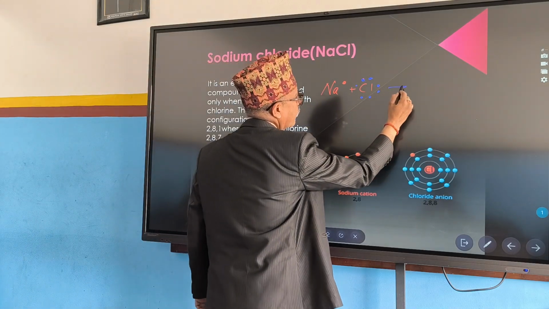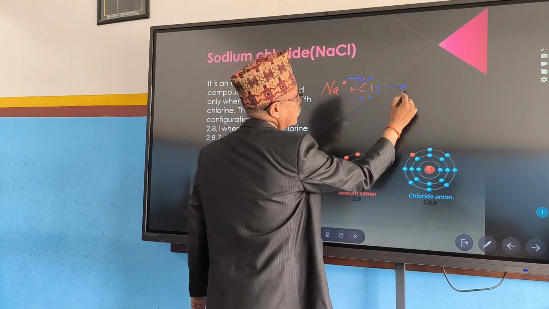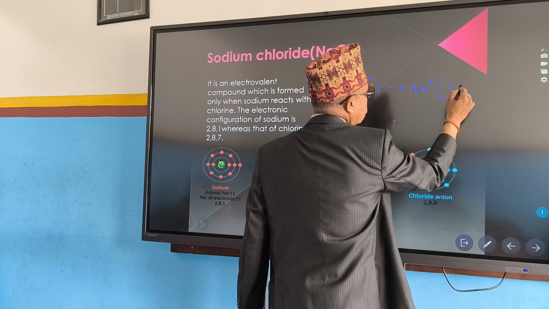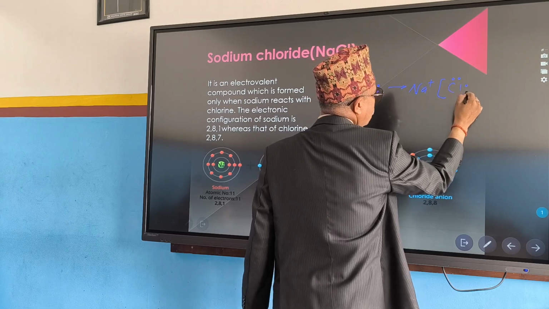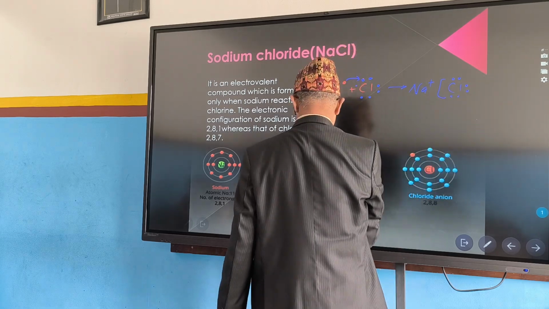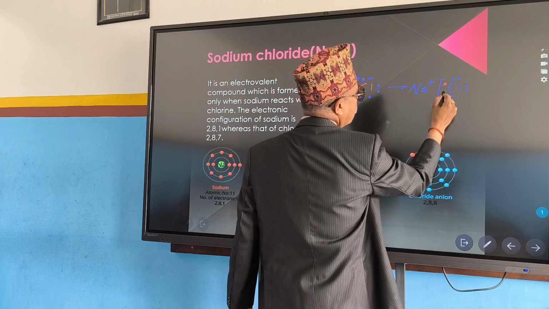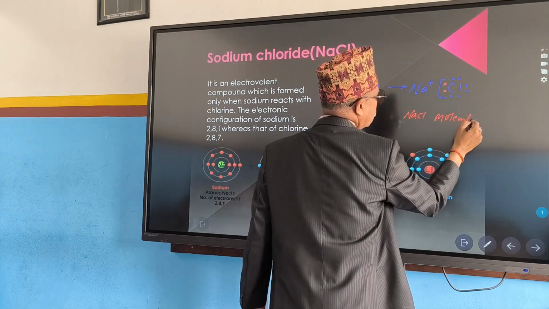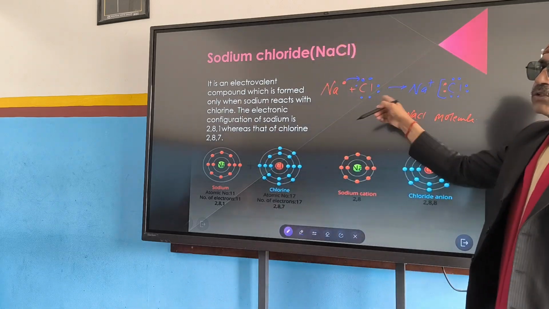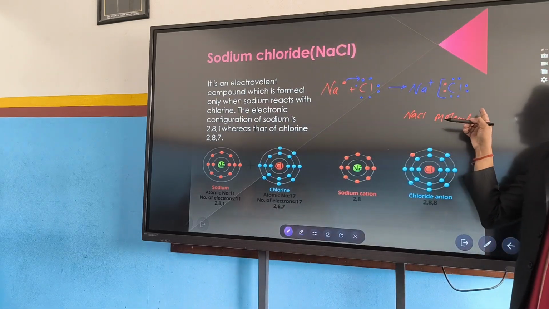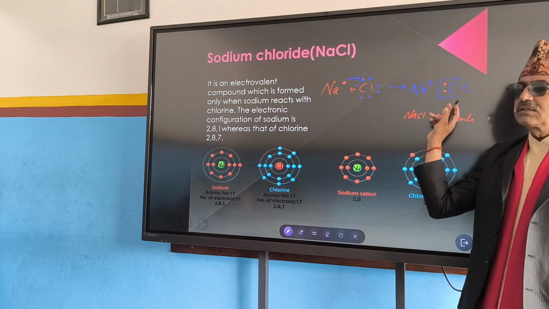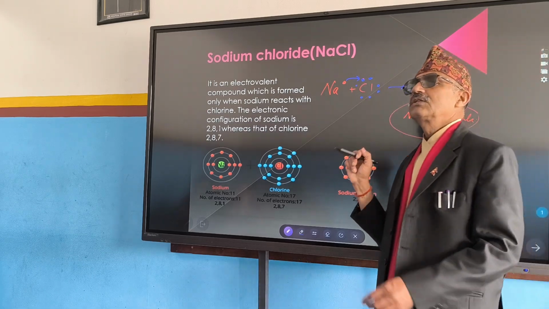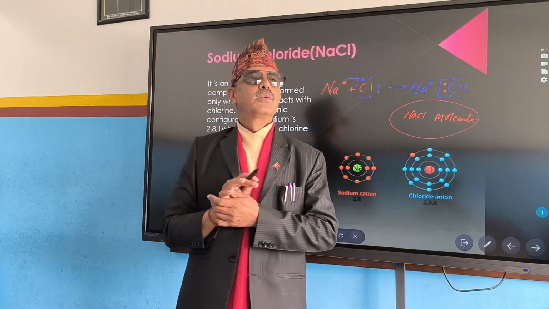Now, this 1 electron is given to it. It becomes Na plus. Then Cl, how many electrons will be there? 2, 4, 6, 8, 1 from here. This is transfer. This is electrovalent bond. 1 electron is transferred in this way. So this is all about electrovalent bonding.